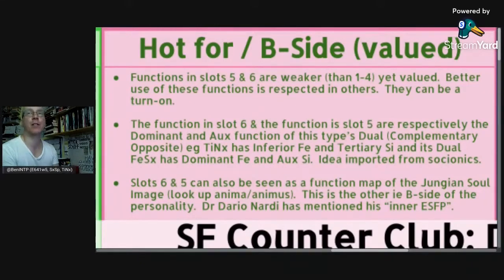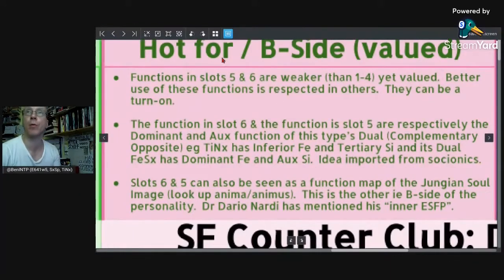The function in slot 6 and the function in slot 5 are respectively the dominant and auxiliary function of this type's dual. SEFI, ESFP. Collaborator guardian. The extrovert of instinctive type with subsidiary feline. Complementary opposite. TNX has inferior FE and tertiary SI, and its dual ESFJ has dominant FE and auxiliary ID, important for socionics. Slot 6 and 5 can also be seen as a function map with the Jungian soul image. Look up animus. This is the other eye, B side of the personality.